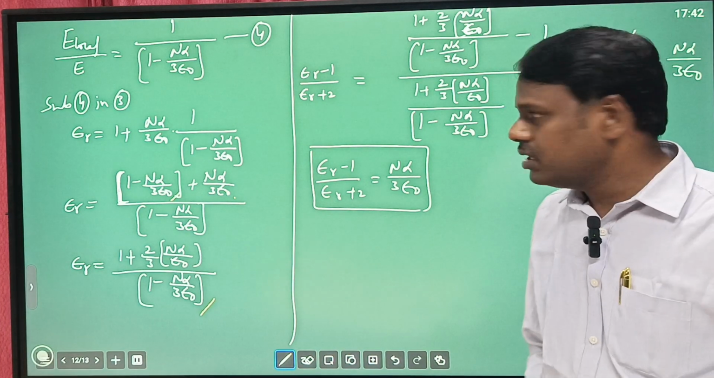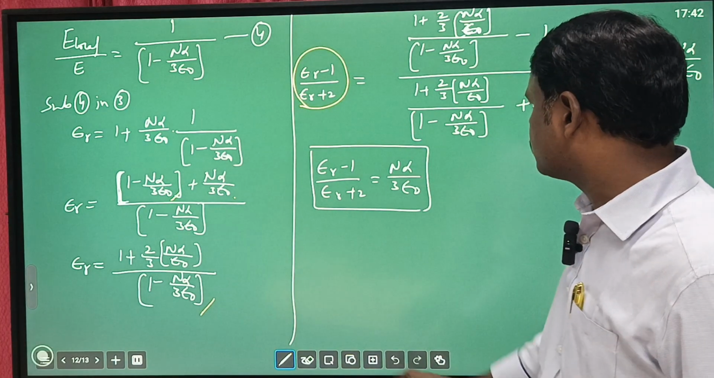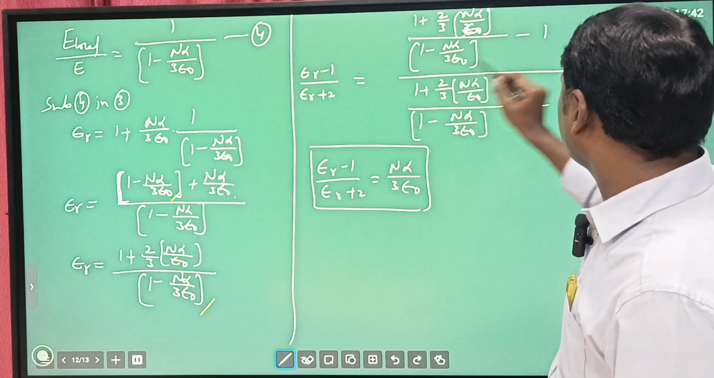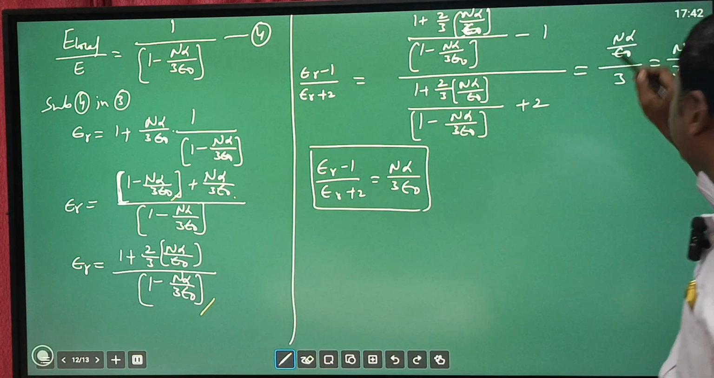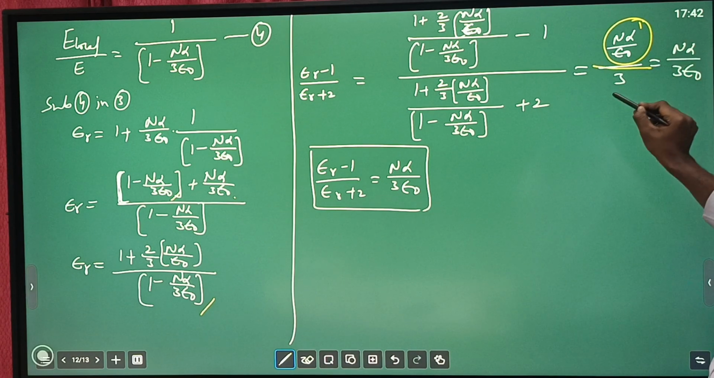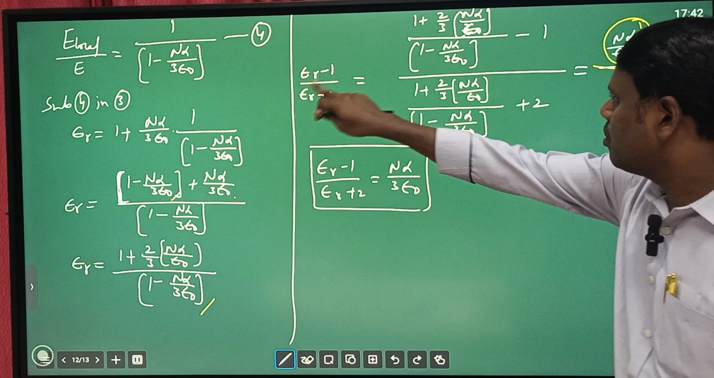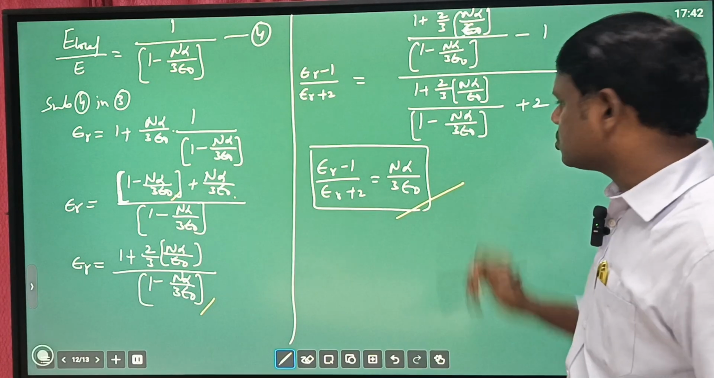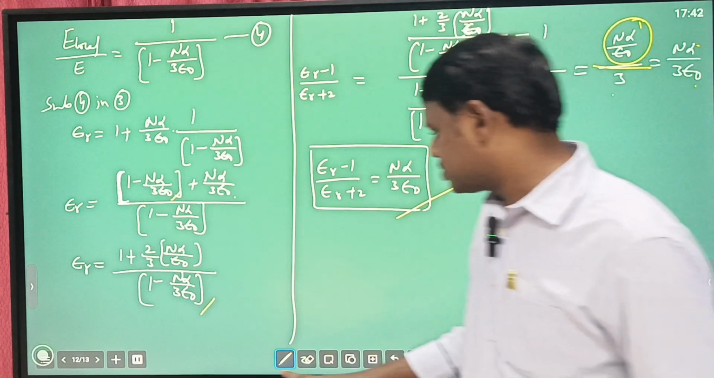Now what is the Clausius-Mossotti equation relation? Epsilon R minus 1 by epsilon R plus 2. This is the Clausius-Mossotti equation. So epsilon R minus 1 by epsilon R plus 2 is equal to the entire epsilon R value minus 1 divided by the entire epsilon R value plus 2. If we do the calculation, the entire equation becomes N alpha by epsilon naught divided by 3. So epsilon R minus 1 by epsilon R plus 2 is equal to N alpha by 3 epsilon naught. So the Clausius-Mossotti equation is epsilon R minus 1 by epsilon R plus 2 is equal to N alpha by 3 epsilon naught.